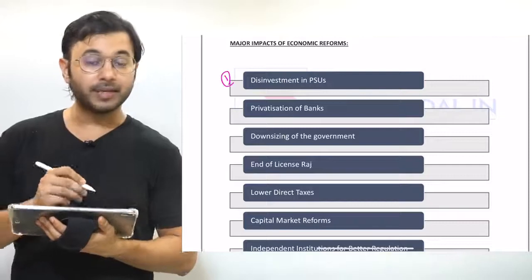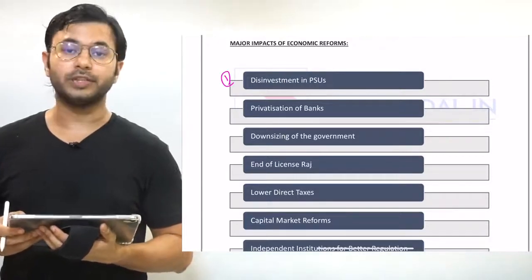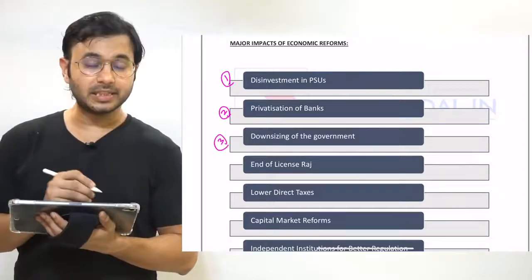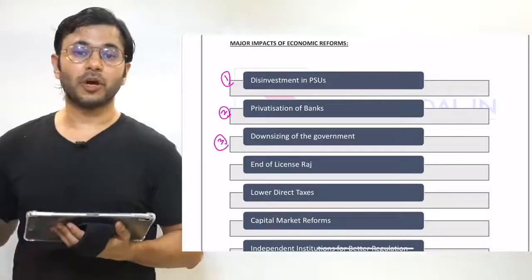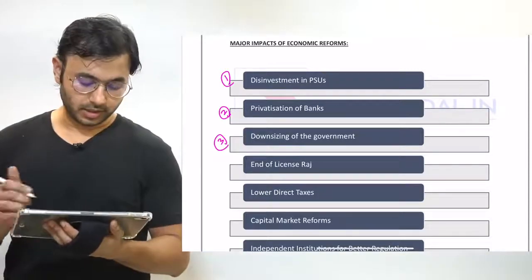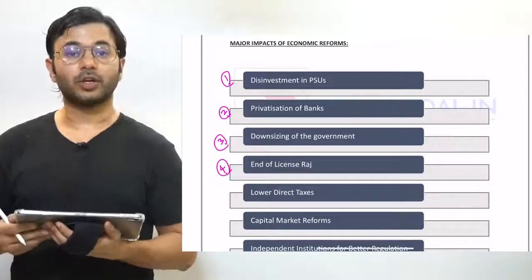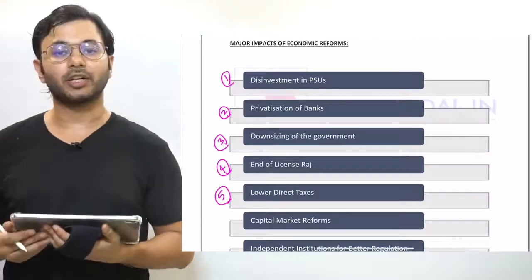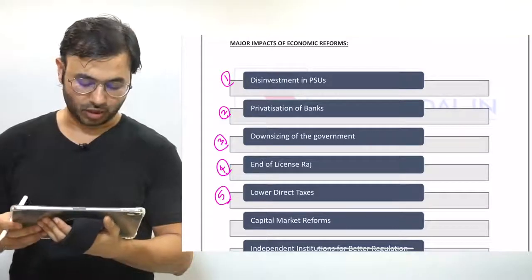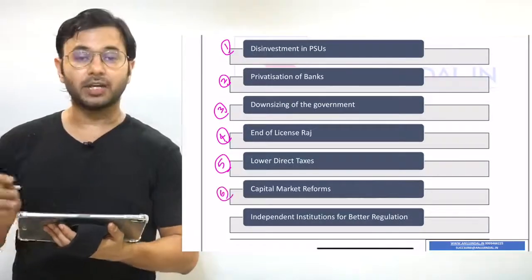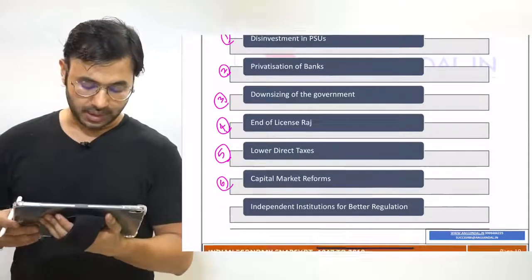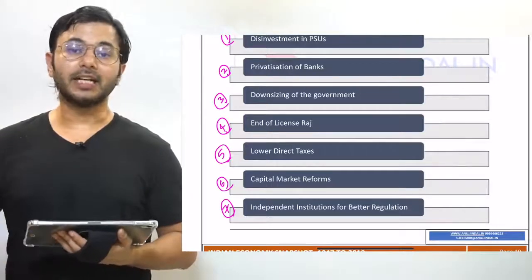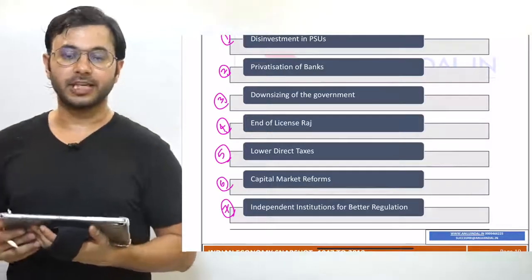What were the other major impacts of the crisis and the reforms? Number one, the PSUs started an era of disinvestment. Number two, the banks got privatized. Number three, the government started downsizing and moved out from industries where it was not required. Number four, the license Raj came to an end. Number five, the direct taxes reduced and that increased economic growth as well as activity in the economy. Number six, capital markets underwent a lot of reforms. And number seven, independent institutions were created which resulted in less corruption and more efficiency in the economy.